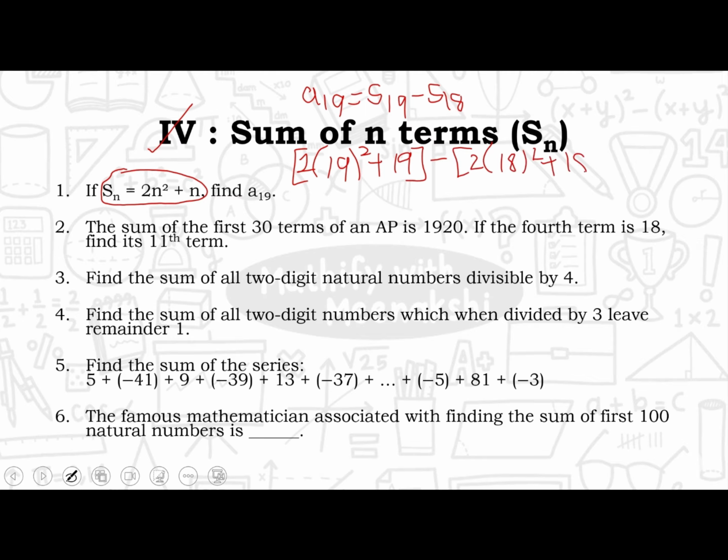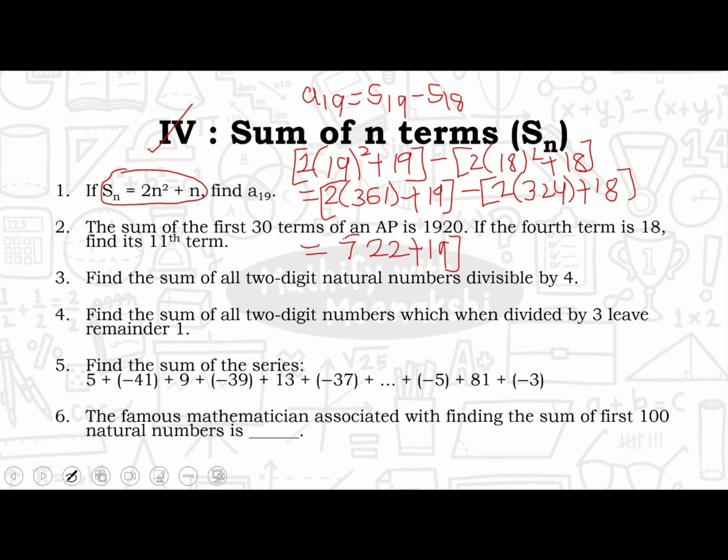Now 19 square is 361. So twice of 361 plus 19 here, minus twice of 324 plus 18. So we have to simply solve this and we'll get our answer. Twice of 361 is 722 plus 19, and here twice of 324 is 648 plus 18. Now what is 722 plus 19? That is 741, minus 648 plus 18, that is 666. So the final answer is 75.